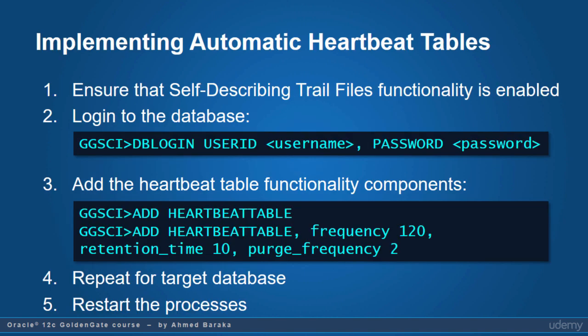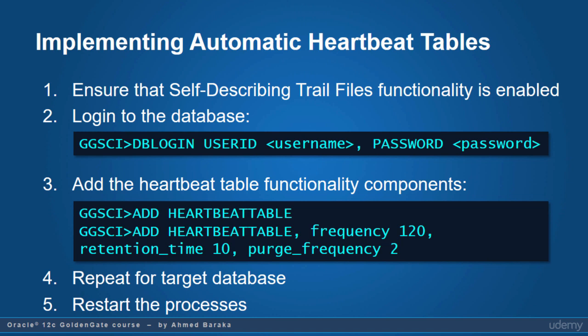Implementing the solution is quite straightforward. First, make sure that you are using the self-describing trail files, and those are the default trail files created by Oracle GoldenGate Release 12.2. Then you need to log in to the database using the dblogin command in the ggsci command prompt. After that, you issue the command add heartbeattable.